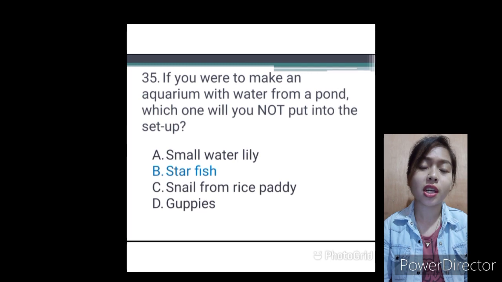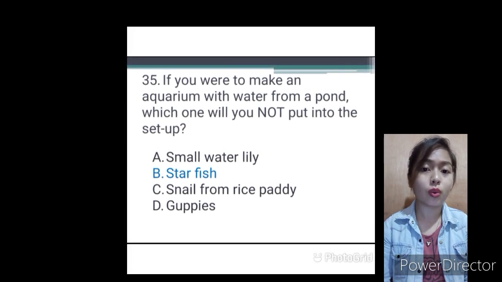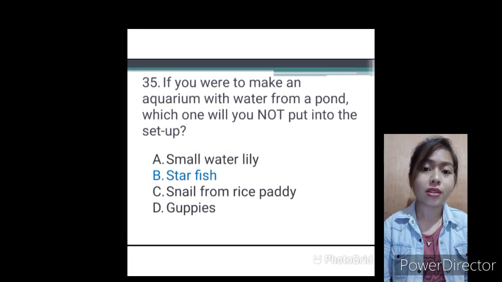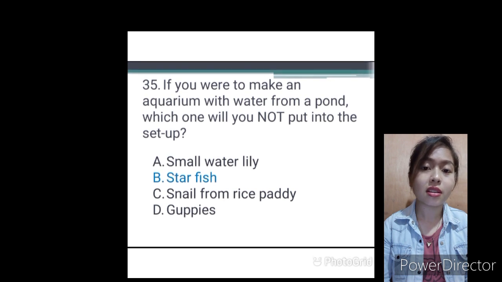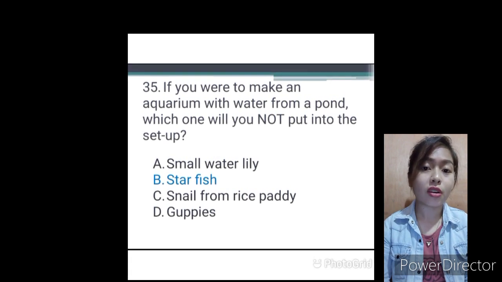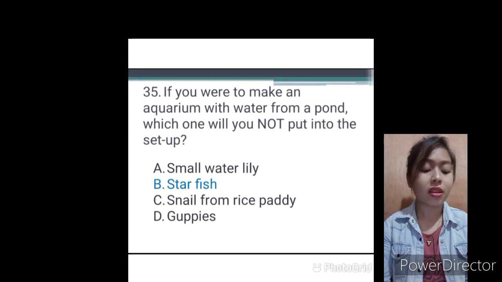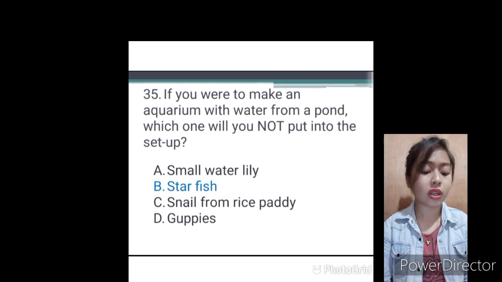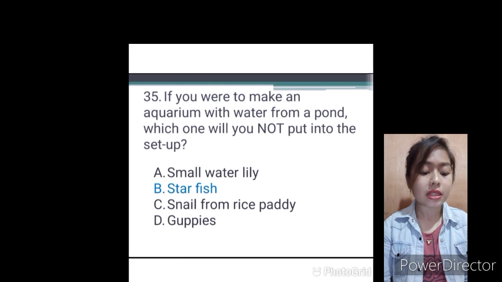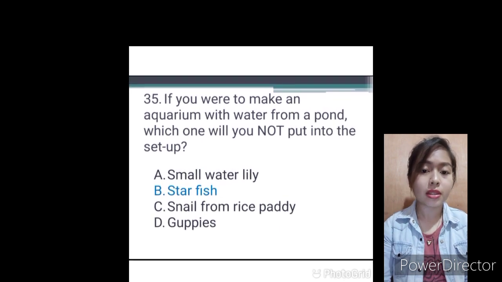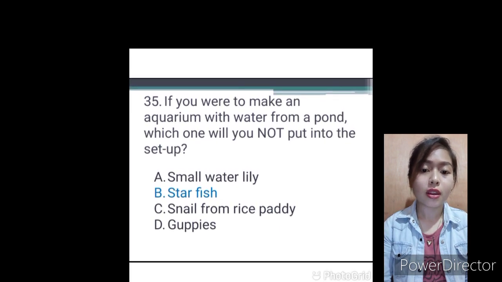as starfish, can only live in salt water, and it takes up to 30 seconds to 5 minutes out of the water is already a death threat to them. And the other choices, which is water lily, snail from rice paddy, and guppies, can live in water from a pond.